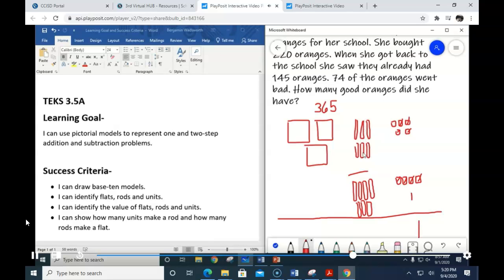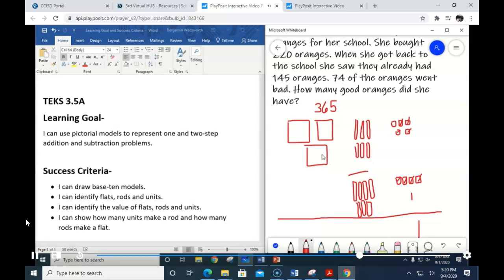All right, and then we have a 6 up top, and we have a 7 below. Can we take 7 away from 6? No, we can't, right? Because 7 is bigger than 6. It's a larger number. So we're going to have to regroup. Okay, so this goes back to what I was telling you guys about how flats are made of 10 rods and rods are made of 10 units, right?